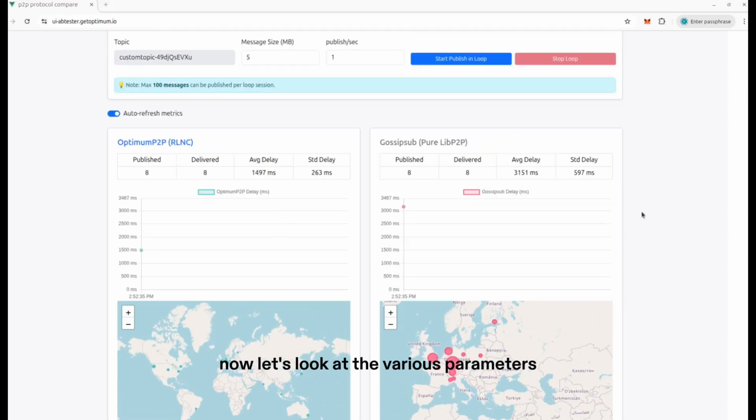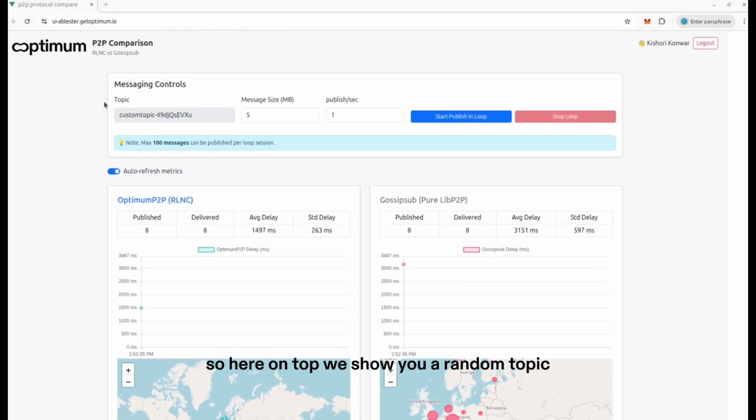Now let's look at the various parameters. Here on top, we show a random topic, prefixed by a custom topic. The size of the message being published is about 5 MB, given that most of the block sizes in different L1 networks are approximately 2 to 5 MB. And then we'll be publishing at a rate of 1 random message per second.